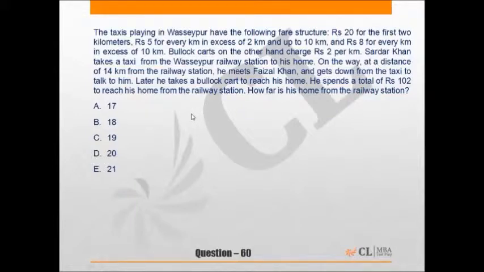The structure of taxi fare in Wasipur is, as per the given problem, rupees 20 for the first 2 km, and the distance travelled in excess of 2 km till 10 km is charged at a rate of 5 rupees per kilometer, and the distance travelled in excess of 10 km is charged at a rate of 8 rupees per kilometer, and the charge of a bullock cart, on the other hand, is given as rupees 2 per kilometer.